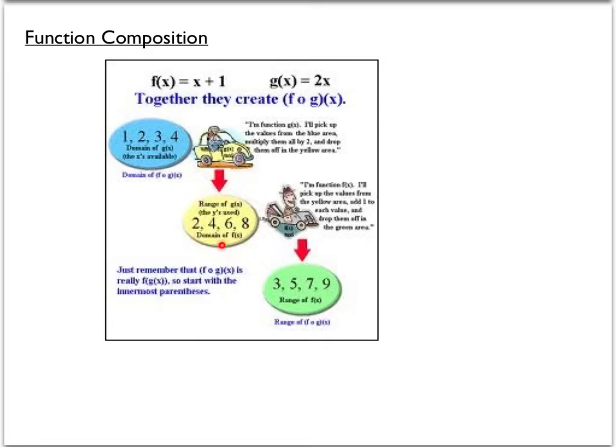Then, my final step in the composition process, I take the 2, 4, 6, and 8, and I put those in place of x in the other function here. So obviously I'm just adding 1 to each one of those, so my final answer then is 3, 5, 7, and 9. One thing that I find is kind of helpful is this f of g of x here.